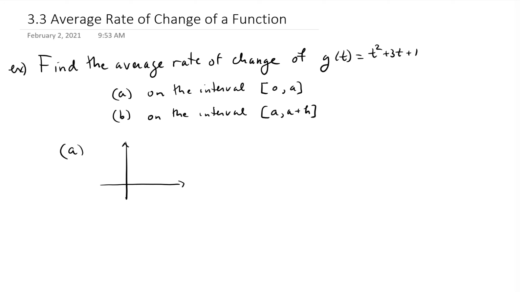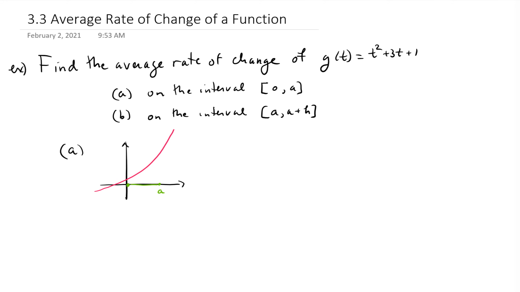So g of t, its graph is that of a parabola because it's a quadratic. You see that one's the y-intercept. And we could find where it crosses the t-axis or the x-axis by making g of t equal to 0. So we'd get something that roughly looks like this. Okay, and what we're trying to do here is find the average rate of change over the interval 0 to a.